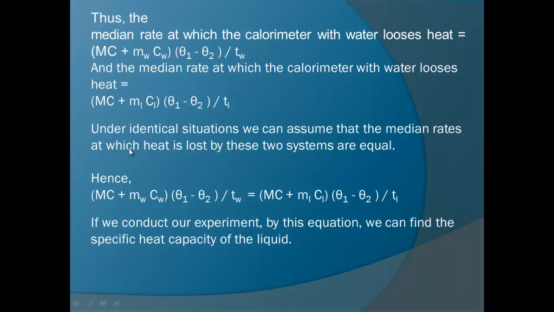So under identical situations, we can assume that the mean rates at which heat is lost by these two systems are equal. I'll explain why we assume that in the important points section of this video. So when the mean rates are equal, you can say that MC plus MW CW times theta 1 minus theta 2 over TW, that is the mean rate at which the calorimeter loses heat, is equal to MC plus ML CL times theta 1 minus theta 2 divided by TL. So if we conduct an experiment using this equation, we can find the specific heat capacity of the liquid, which is CL here.